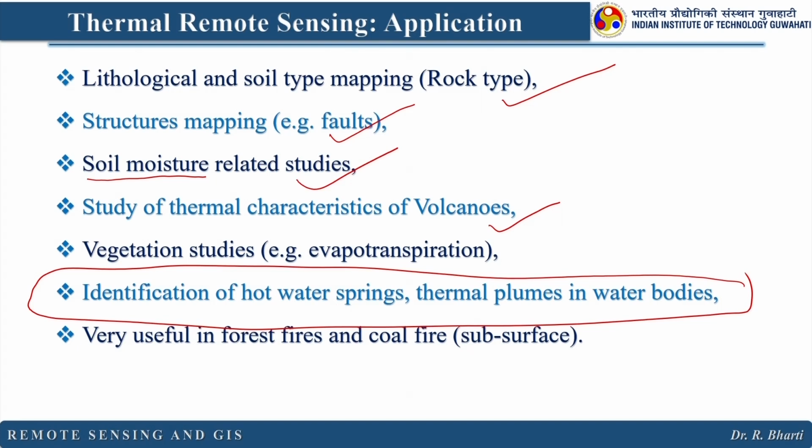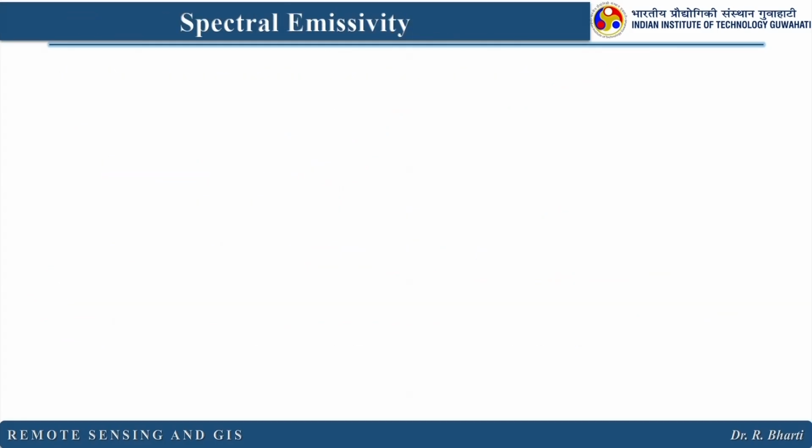And one more thing which is not listed here, that is identification of paleo channels. So paleo channels are hidden river channels which were active once upon a time. Now they are inactive and covered with sand or maybe soil. So you can easily find them using this thermal remote sensing data, right.